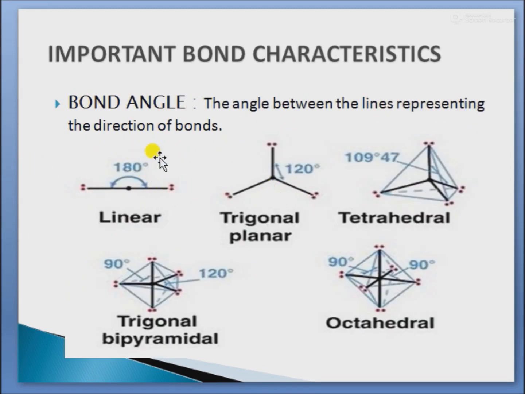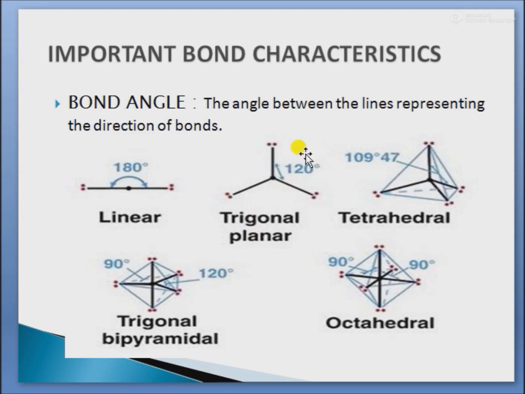Next is the bond angle, the angle between the lines representing the direction of bonds. Here it is a linear angle of 180 degrees, in which this dot represents the central atom, which is surrounded by the two atoms, and these are the bond pair of atoms.